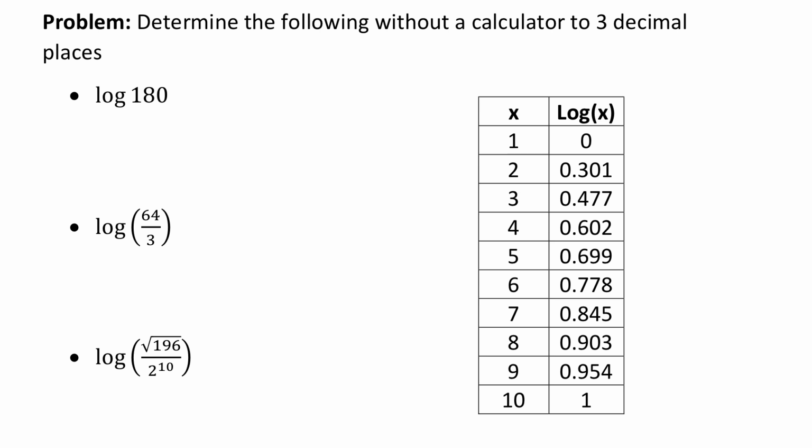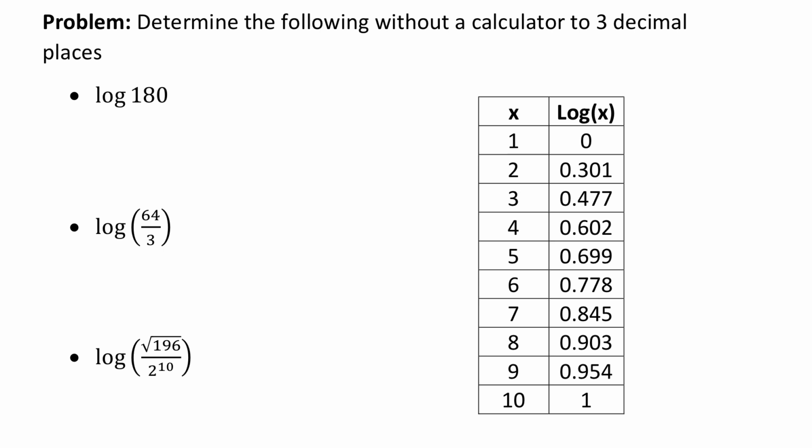All right, so let's go ahead and determine these questions without a calculator. We'll go to 3 decimal places, and I'll put the log table here so you have it as a handy reference. Go ahead and find log of 180, log of 64 over 3, log of the square root of 196 over 2 to the 10. So go ahead and give those a try.